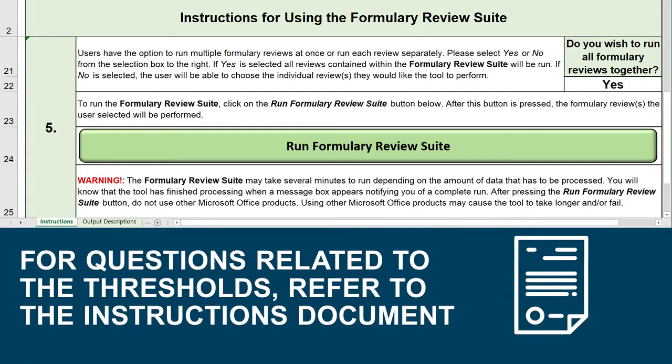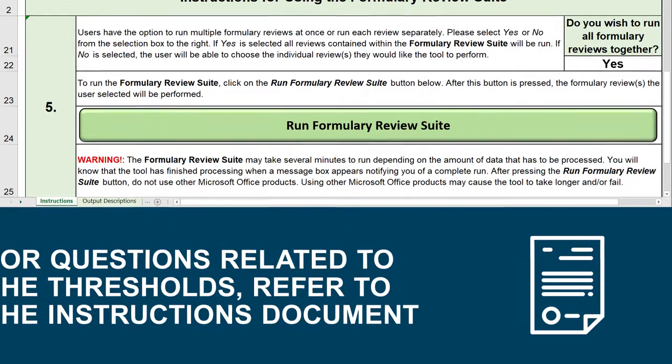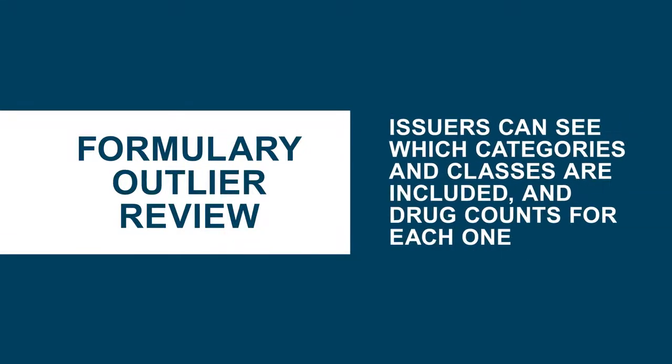If you need clarification on any of these questions, please refer to the instructions documents you read before opening the tool. Note that the Formulary Outlier Review uses data from all issuers in a state to run, and will not return meaningful review results for a single issuer. However, issuers may still find it useful to run the tool in order to see which categories and classes are included, and drug counts for each one.